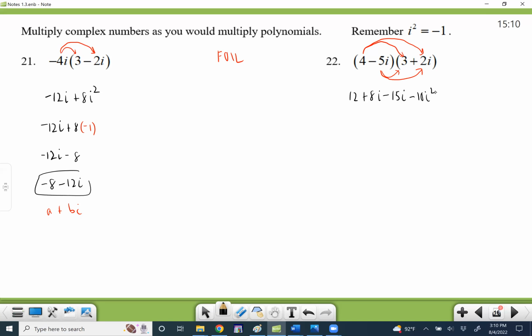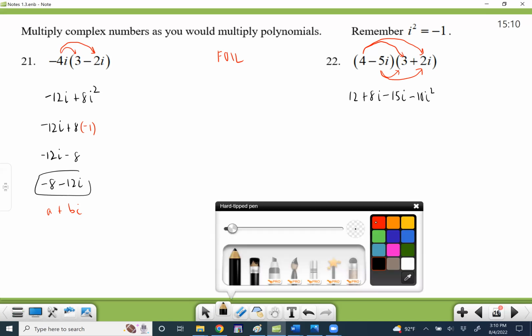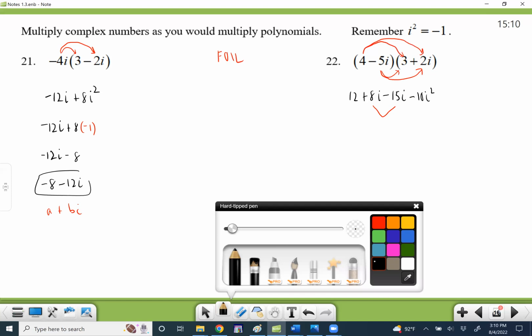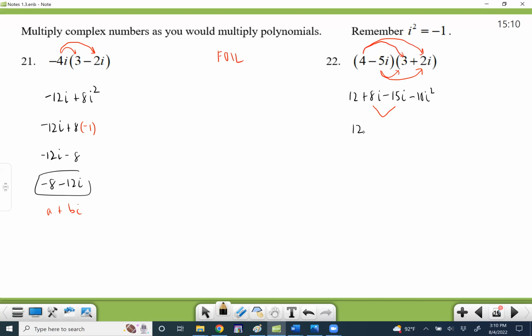It'll always be like this, you guys, right? When you're foiling these complex numbers, you get this form where the last one's an i squared and the middles are both i's. So what you're going to do is combine like terms. So these guys can combine with each other. They always will be able to combine. So 8 minus 15, that's going to be negative 7.